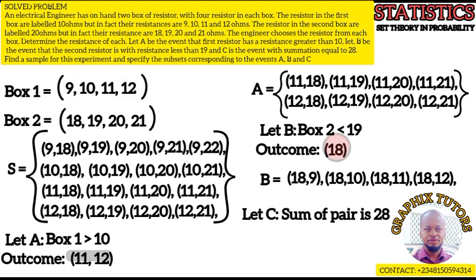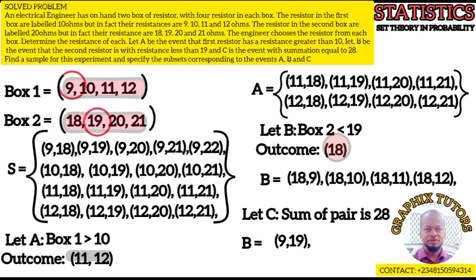Now the next one is for C. It says that C should be the pairs whose sum will be 28. Remember, our point of reference is box 1 and box 2. So you go back to box 1 and box 2 and see if each pair will give 28. Let's start. If I take 9 and 18, will it give you 28? No, it will not. If I take 9 and 19, will it give you 28? Yes, it will. So one of the elements in C will be 9 and 19.